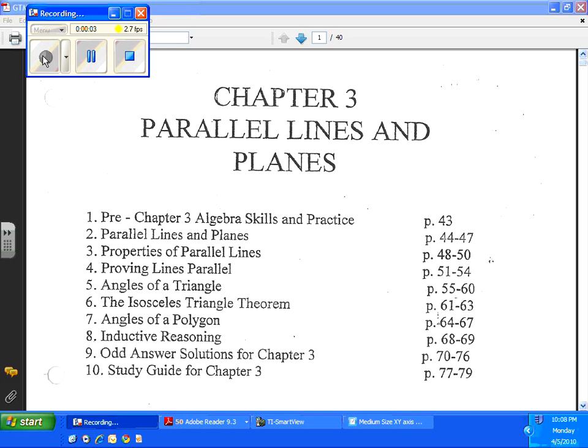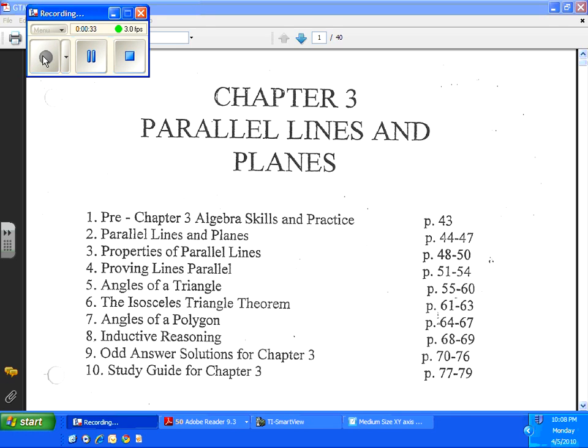Geometry, Chapter 3, Parallel Lines and Planes. We're going to have the pre-Chapter 3 Algebra Skills and Practice, do just a little bit of review from the algebra text, solving equations and percentages. We'll be dealing in Unit 2 with parallel lines and planes, defining those. Unit 3, Properties of Parallel Lines and Planes.